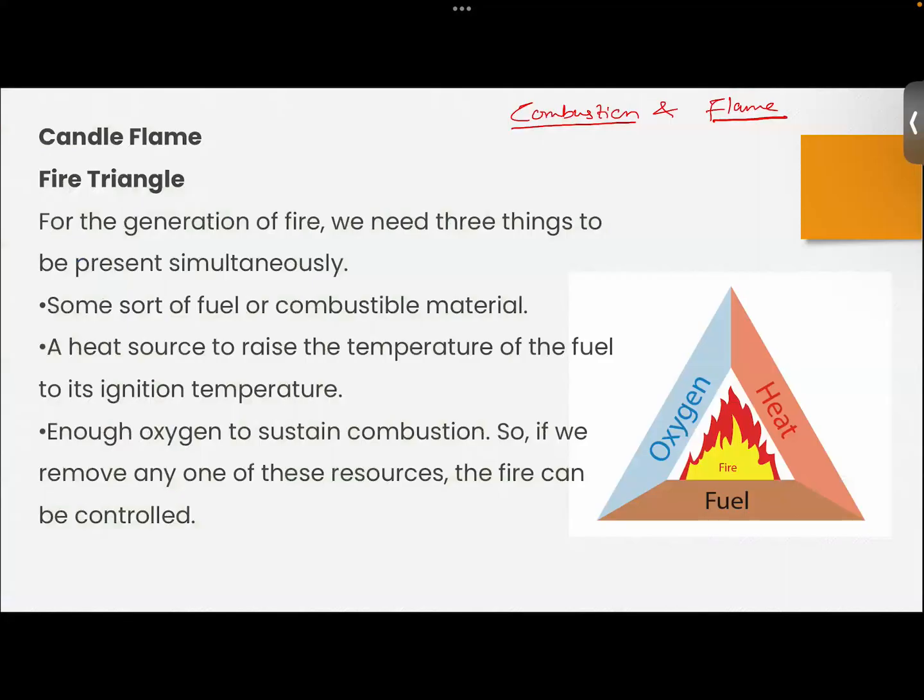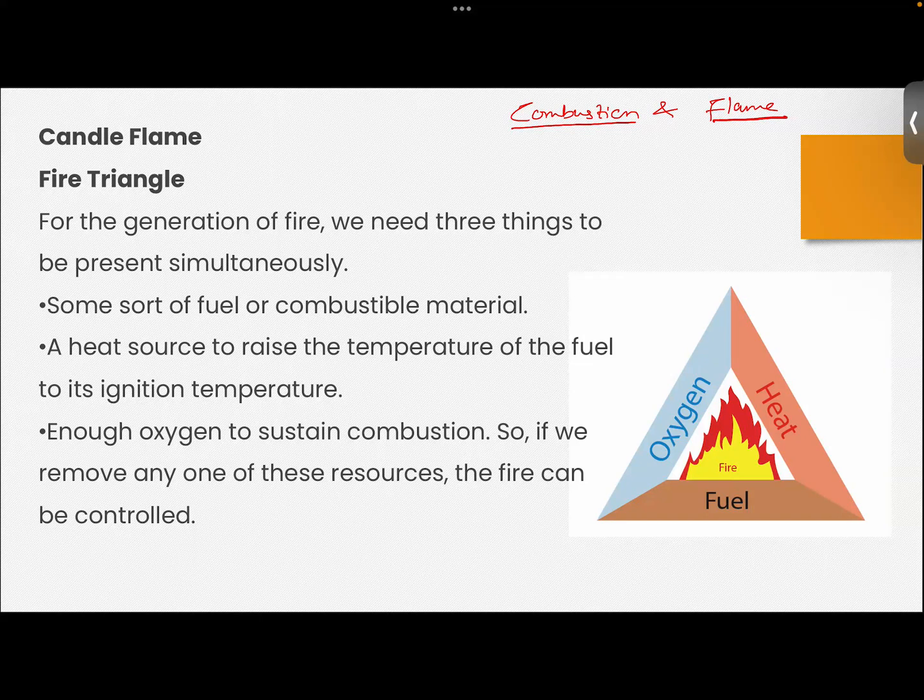Candle flame, that is our topic, right, guys? So if you see any clean fuel burning, what are the examples of clean fuel? Let's say you have got LPG. Whenever you burn LPG, liquefied petroleum gas, you will observe a flame. And when you burn a candle or a kerosene lamp, we also observe that it burns while producing a flame, right, guys? Also, if you burn a magnesium ribbon, that gives off a very sparkling light, right, guys?